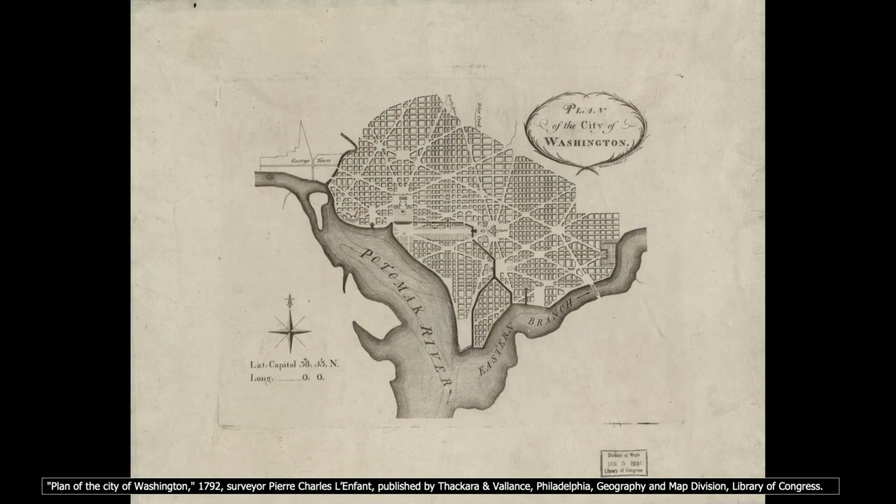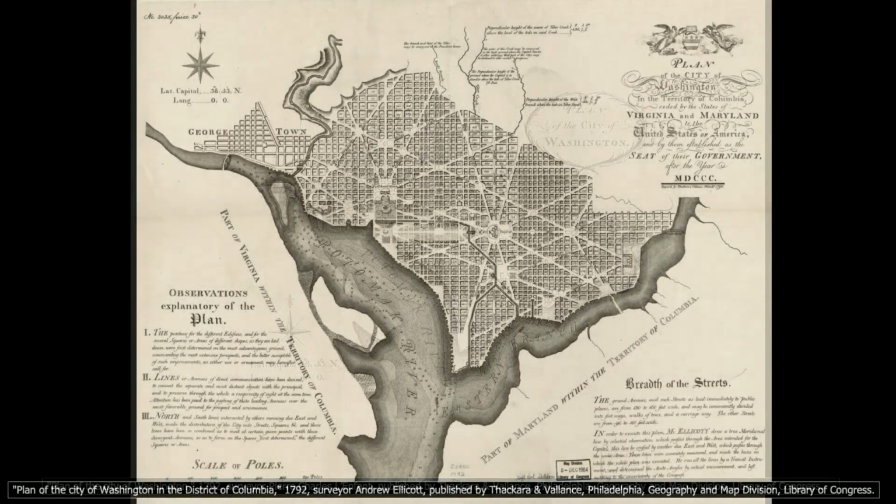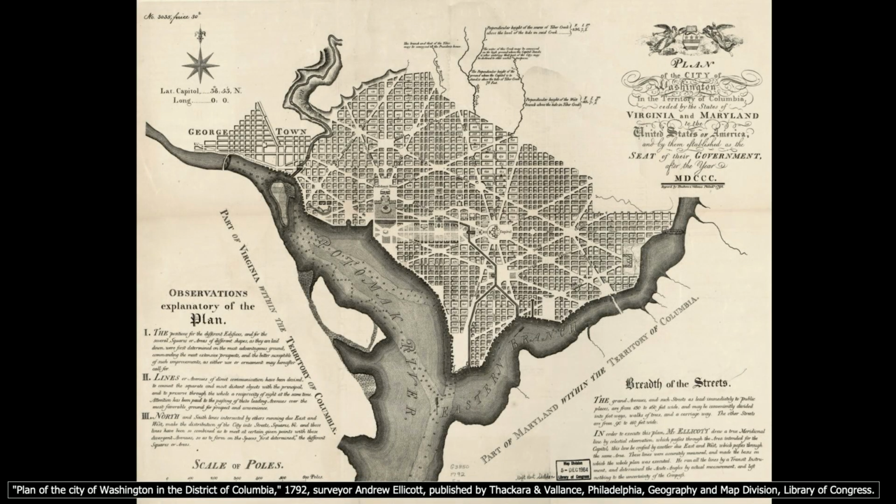L'Enfant's design, a grid bisected with wide avenues, located the Congress House, which would become the U.S. Capitol, and the President's Palace, which Jefferson renamed the President's House sans the imperial overtones. Now, eventually, both Ellicott and, the first map was L'Enfant's, this is Ellicott's map.